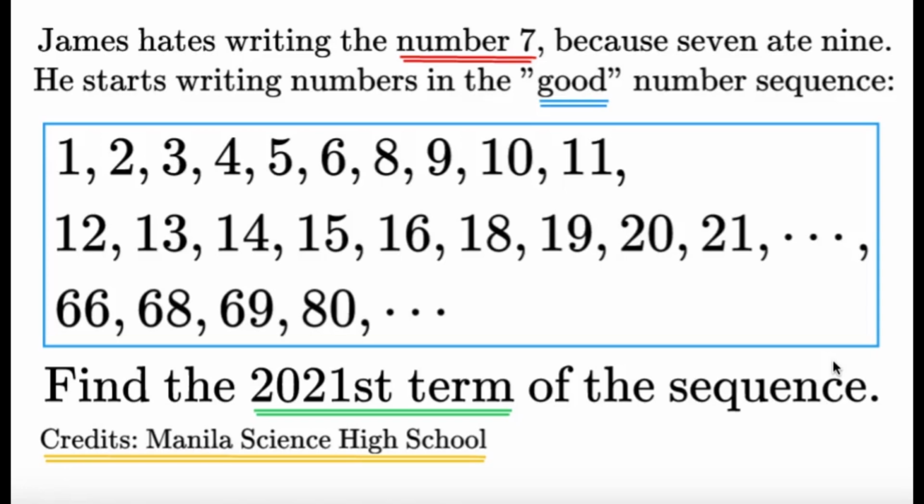So as you can see, James will not write the typical numbers that we have in our decimal system. Any number with a 7, James will not write it down. So in the good number sequence, find the 2021st term of the sequence.